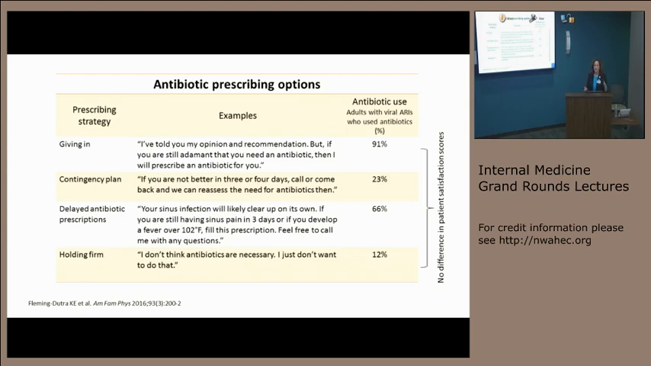Interestingly, though, about 12% of the time, patients are still going to get an antibiotic then, whether it's going to another provider or finding an old prescription bottle. Interestingly, looking at those 4 potential outcomes, there's no difference in patient satisfaction scores.